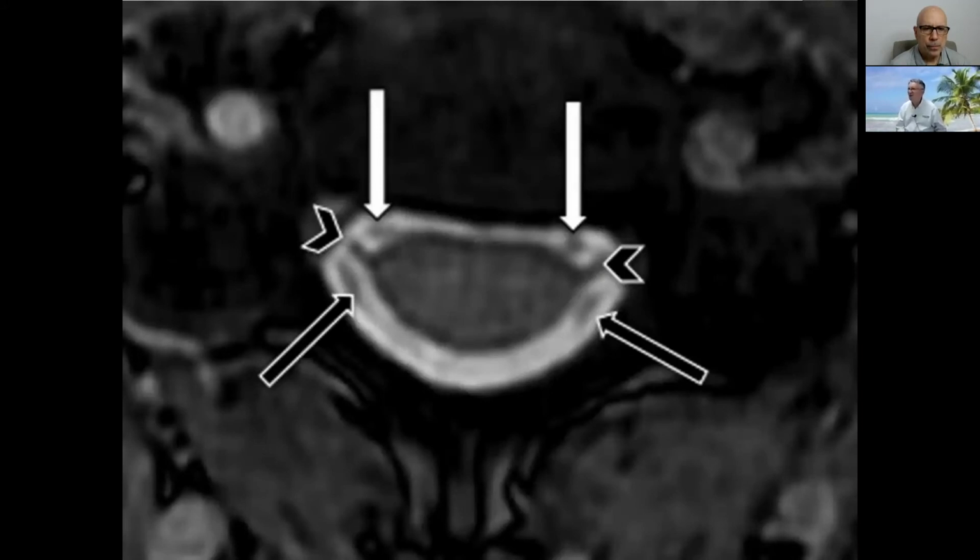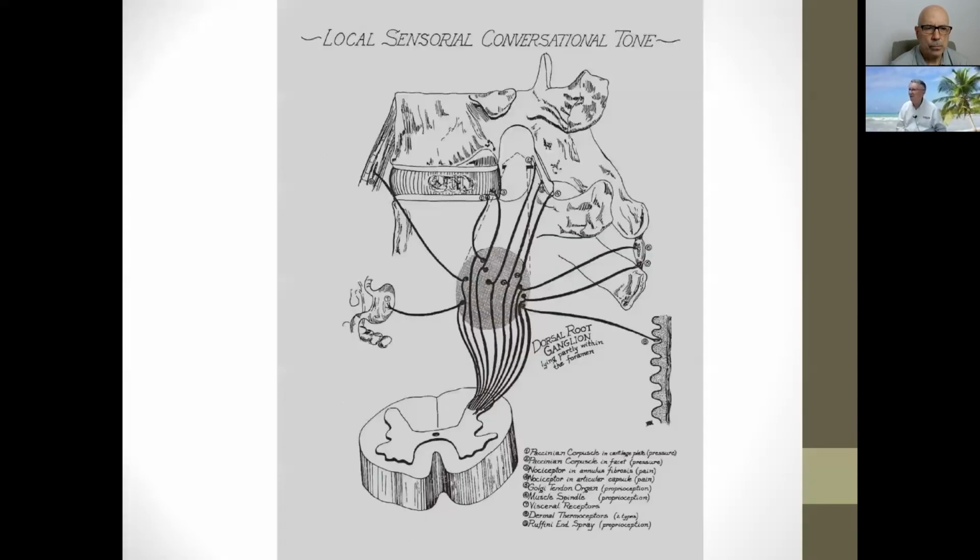So here, as promised, the top arrows are the anterior roots. The posterior arrows, the long ones, are the dorsal roots. And the arrowheads you see on the side are the dentate ligaments. So you can see how if those dentate ligaments have tugging, pulling, torsion, that can affect the cord.